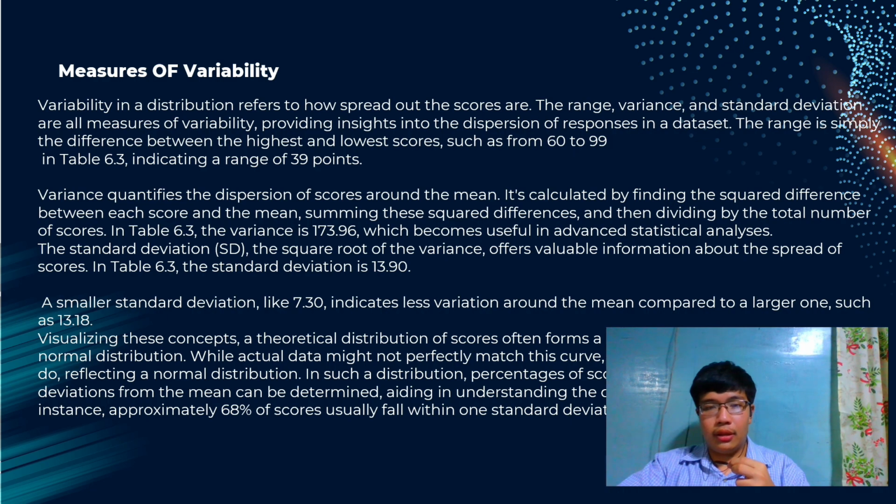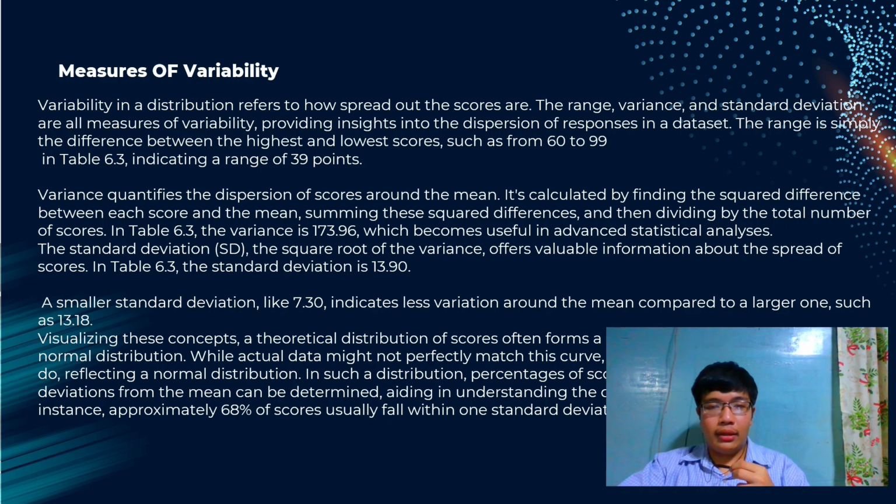In the example in Table 6.3, the scores run from 60 to 99, indicating a range of 39 points. So why is it 39 points? It is the difference between the lowest score, which is 60, and 99. If you add 39 to 60, the answer would be 99. So the range of 39 is the difference between the lowest and highest scores.